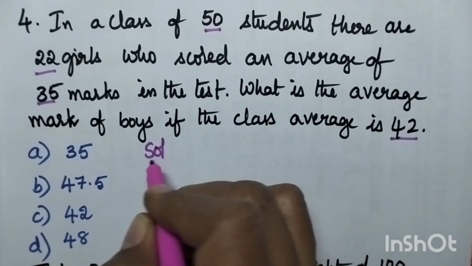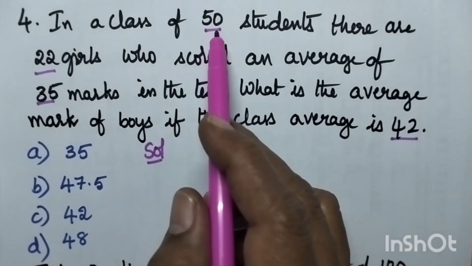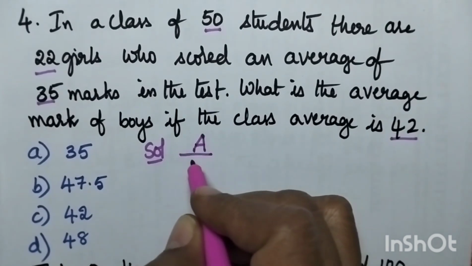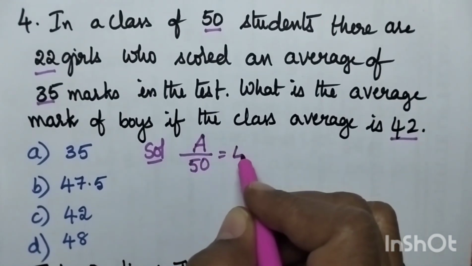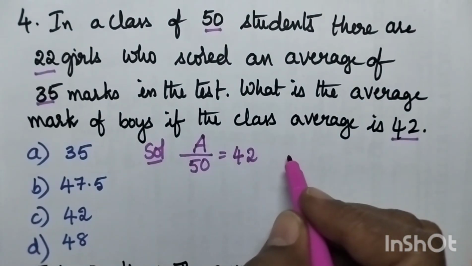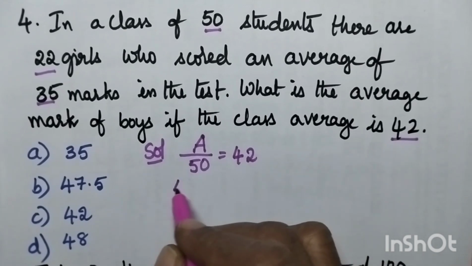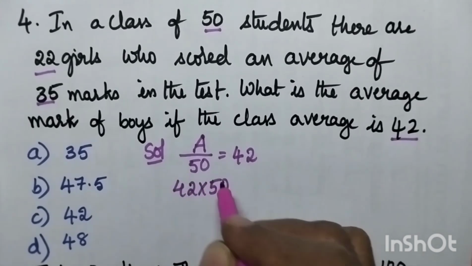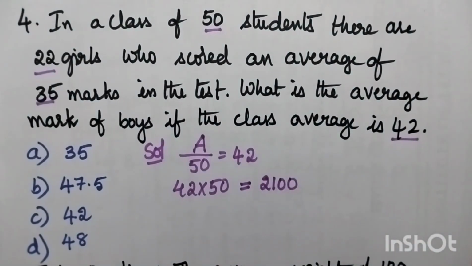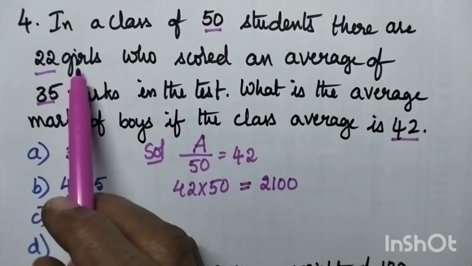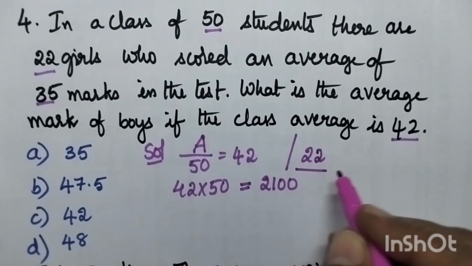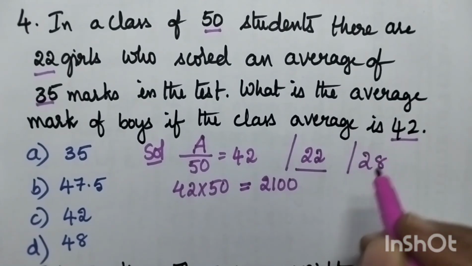So coming to the solution, here how many students are present? 50 and the class average is 42. So average of 50 students is equal to 42. So the total score of all the 50 students is equal to 42 into 50 and that is equal to 2100. And coming to the score of girls, here 22 girls are present. That means 28 boys are present.